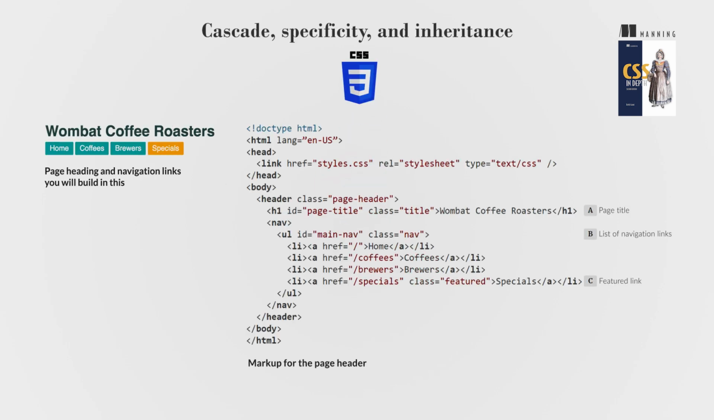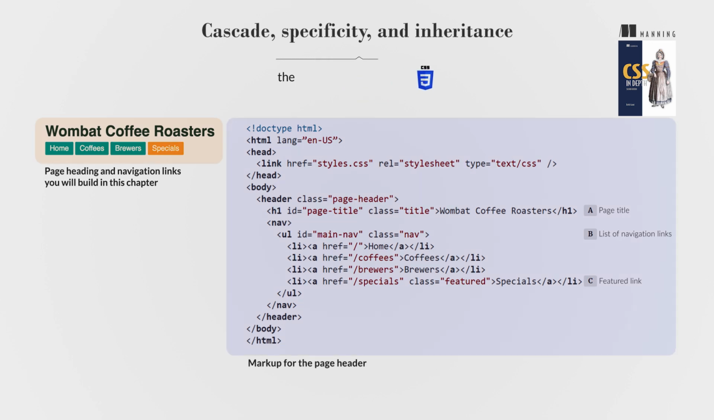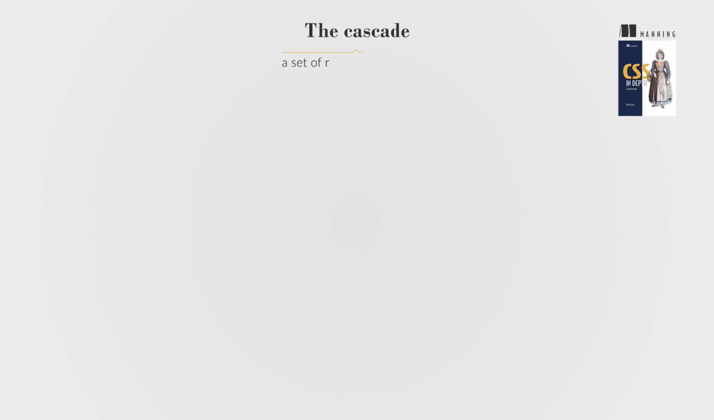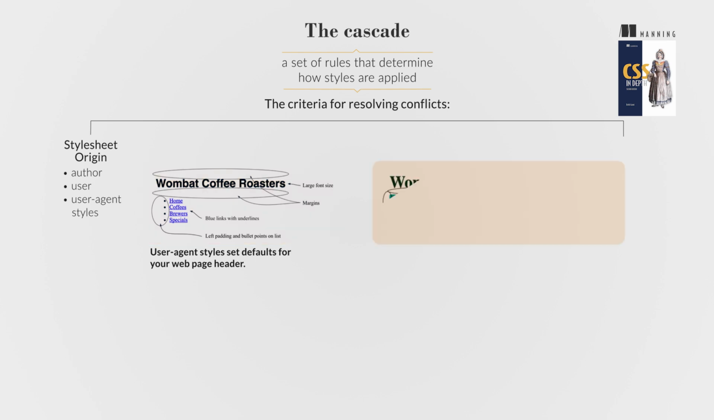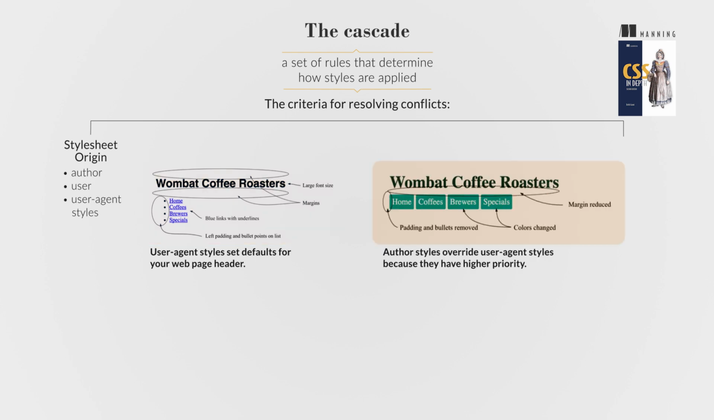CSS is a unique blend of design and abstract thinking, requiring both creativity and technical understanding. This chapter delves into the foundational concepts of CSS, such as the cascade, specificity, and inheritance, which are essential for mastering the language. The cascade is a set of rules that determine how styles are applied, with the following criteria used to resolve conflicts. Style sheet origin: author, user, and user-agent styles, with author styles usually taking precedence.